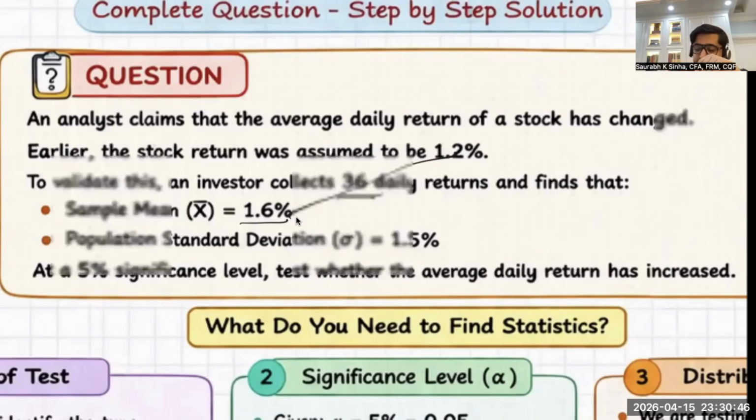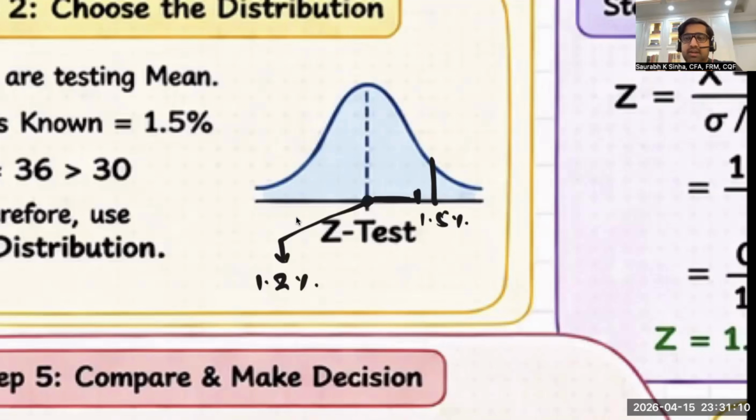So what is the intuition? The intuition is that at the center, you have the historical mean, which is 1.2%. 1.6%, the newly calculated sample mean, is not very far from the center, from the population mean. So you fail to reject the null hypothesis. You failed to reject the null hypothesis, or you rejected the alternate hypothesis, saying that, hey, it's actually not very far.